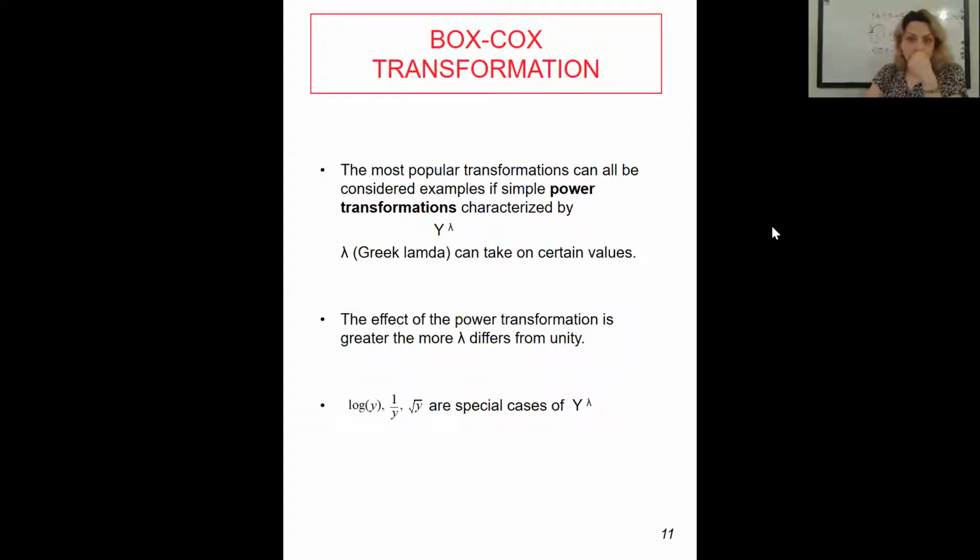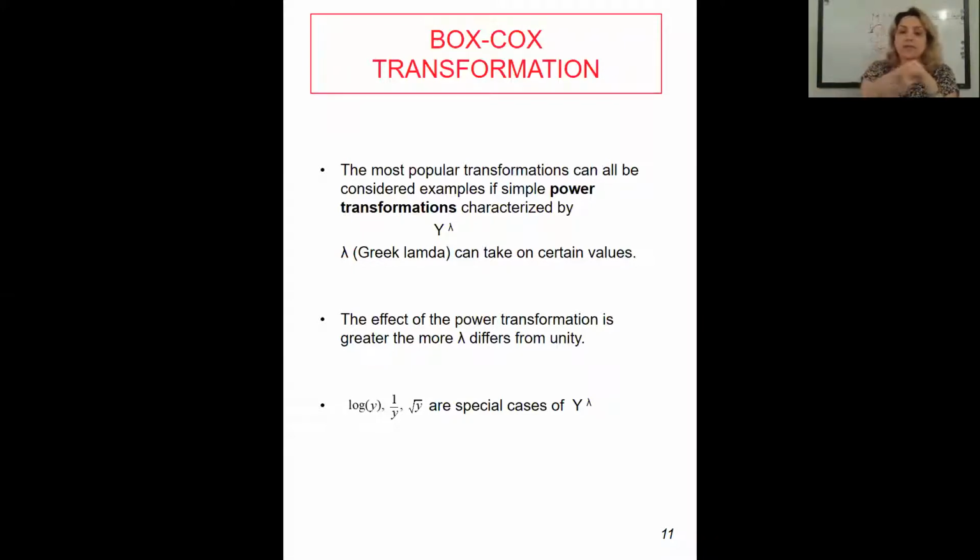As a result of transformation, the most popular transformations can all be considered examples of a simple power transformation, characterized by y to the power lambda. Lambda, the Greek letter, can take on certain values, and the effect of the power transformation is greater the more lambda differs from unity.